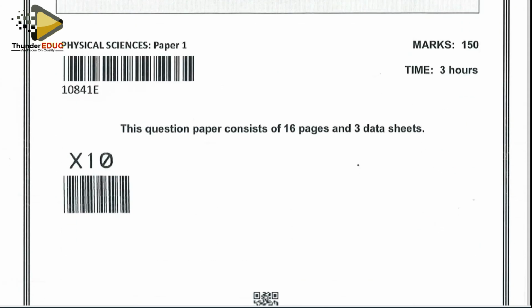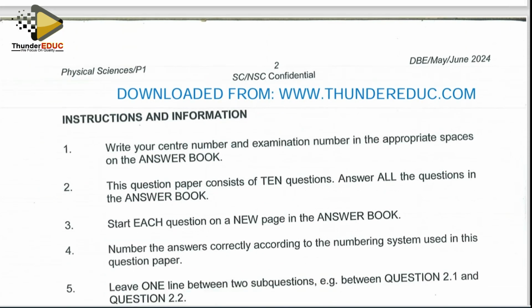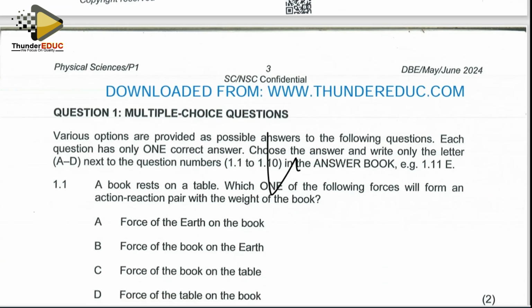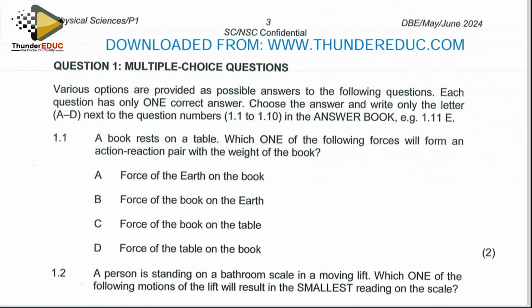Going to start with section A, which is multiple choice. We have around 10 questions, and each question carries 2 marks. Okay, so question number 1. They're telling us that there's a book that rests on a table. Which of the following forces will form an action-reaction pair?